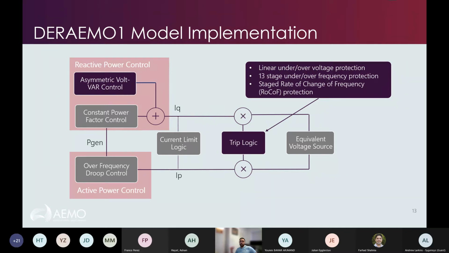UNSW is an ARENA-funded project which bench tests a bunch of inverters, and they've bench tested 30 inverters now, or close to 30 inverters, which make up about 25% of all inverter models in the NEM. So we get a pretty good idea from them how these inverters behave.